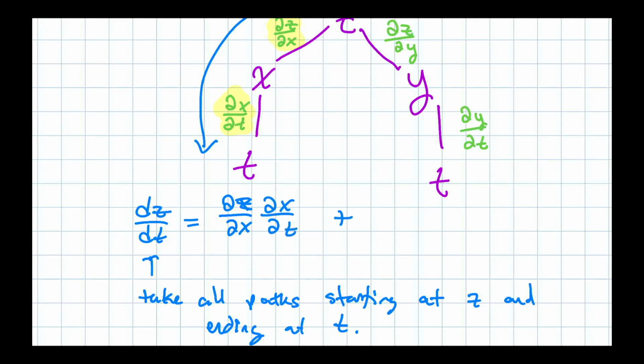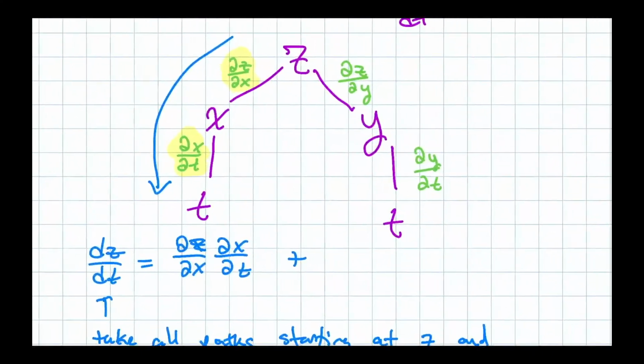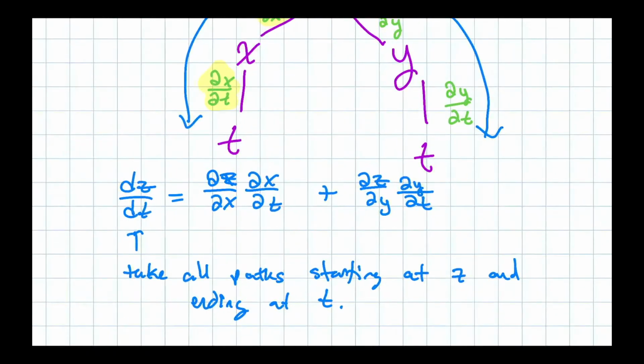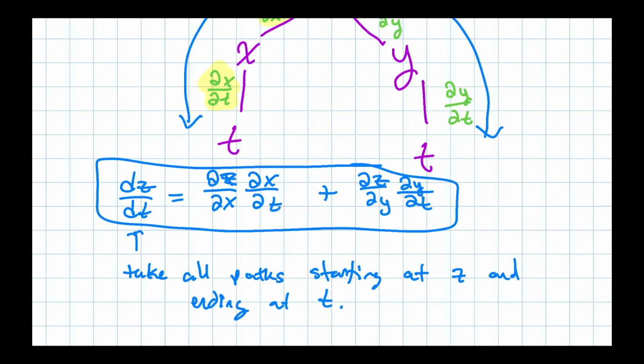And then if you take the other path on the other side, which also goes from z to t, the partials you pass by are partial z with respect to y, partial y with respect to t. So you go partial z with respect to y, partial y with respect to t. And that's the formula that we had given in that theorem.